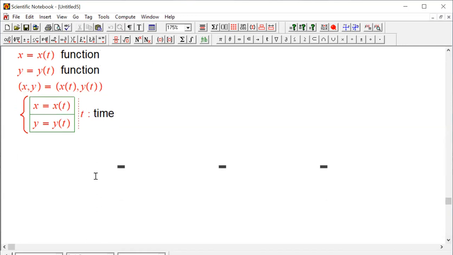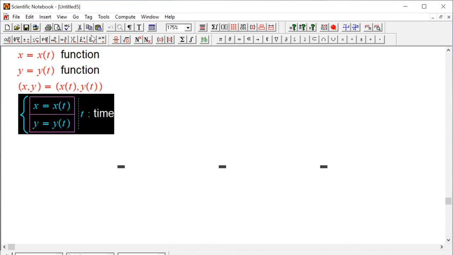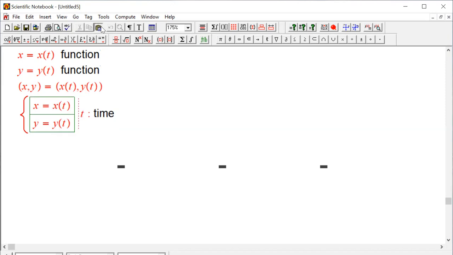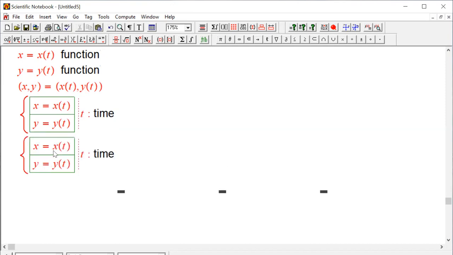This example is like this. Suppose we have an example here, and this example says x equals to half of t, and y equals to t minus 3, provided t is time.